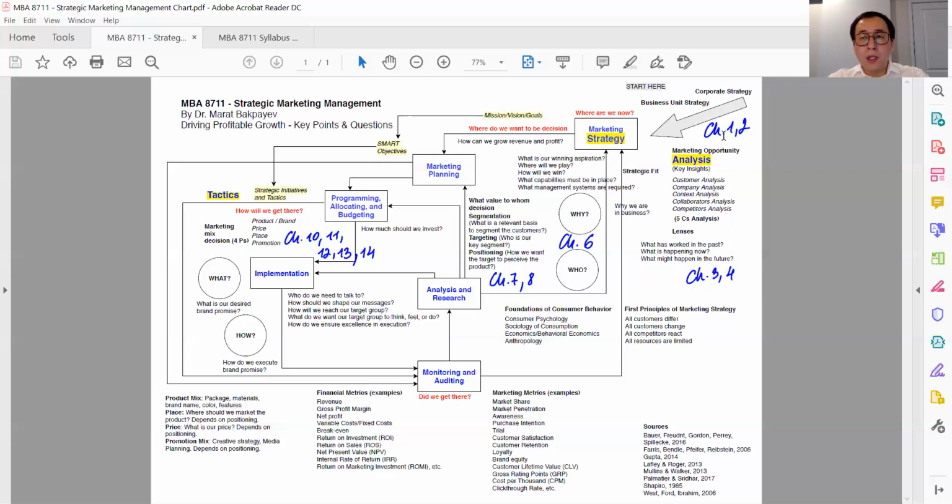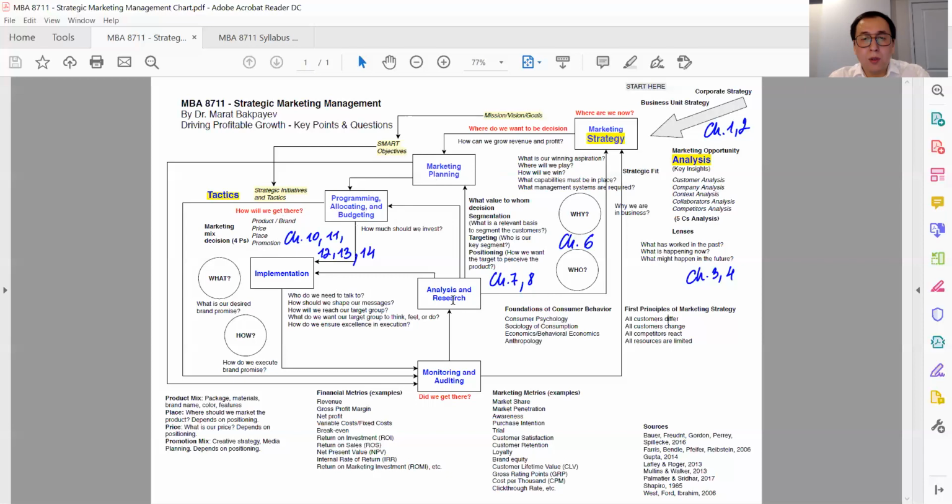So overall, in terms of reading, we covered chapters 1, 2, 3, 4, 6, 7, 8 when we talked about aspects of segmentation, targeting, and positioning. Because again, that's also important to decide here. Segmentation: what is the relevant basis to segment your consumers? Targeting: who's our key segment? And positioning: how do we want the target to perceive the product? And then after you define the segmentation, targeting, and positioning, we move forward into planning, and then it gets down to the programming, allocation, and budgeting, and then the implementation.